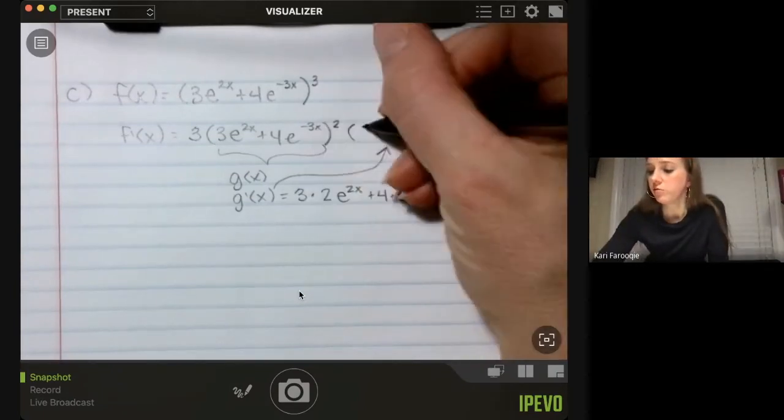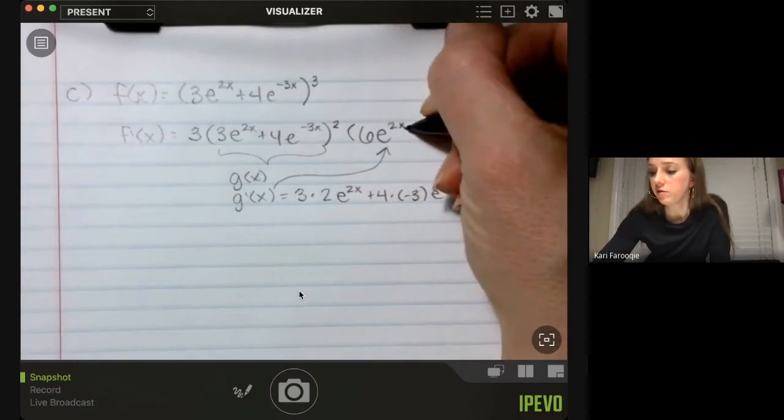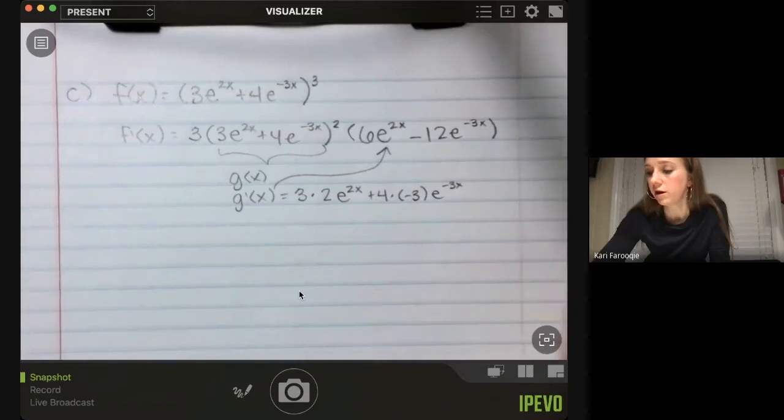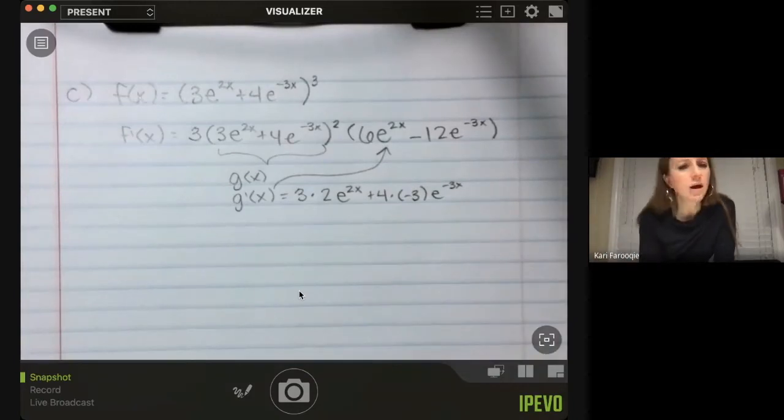So 3 times 2 gives us 6, and then we have 6e to the 2x minus 12e to the negative 3x. And if you're thinking, how can I possibly leave this like this? Shouldn't there be more that I can do here? I mean, yeah, but how much effort do you want to put into simplifying this? And personally, as your calculus teacher, I don't want you sitting there doing a bunch of algebra work that you don't need to be doing.